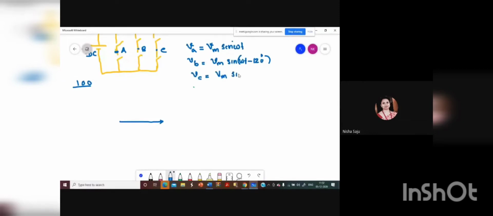Why? If you are taking the reference as A, then you will have A phase, then B phase, then C phase. So taking A as the reference, A, B, C will be Vmax sin omega t, Vmax sin omega t minus 120, and Vmax sin omega t minus 240. You have to consider the whole angle.